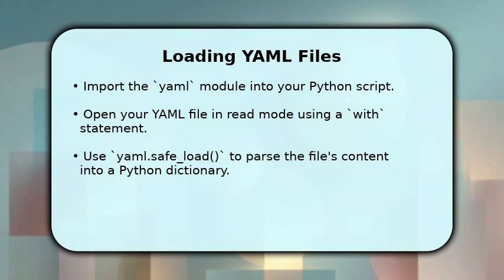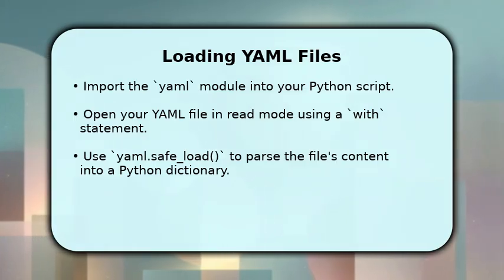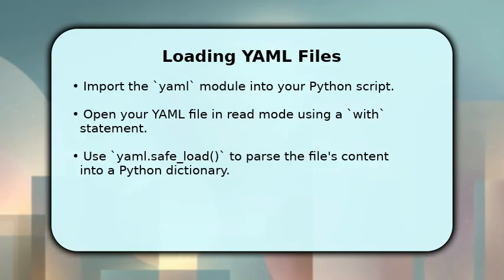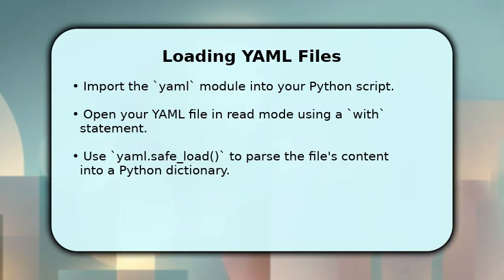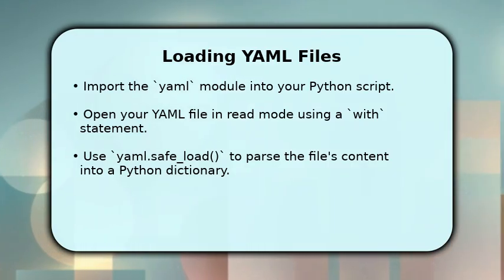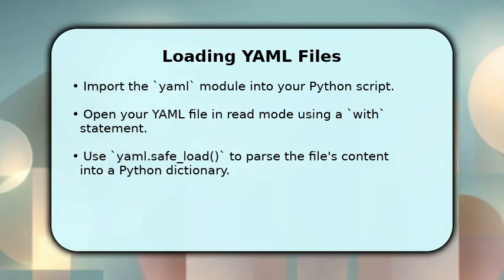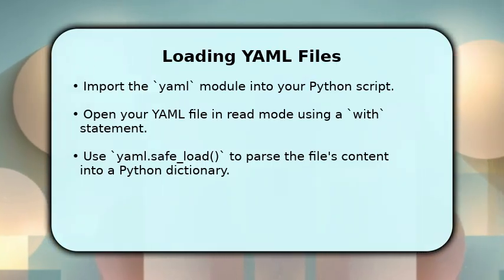To read data from a YAML file, begin by importing the yaml module at the top of your Python script. Next, open your YAML file in read mode. A with statement is recommended for proper file handling. Then, use the yaml.safe_load function, passing your file object to it. This function securely parses the YAML content and converts it into a standard Python dictionary. You can then access specific values from this dictionary using their corresponding keys, just as you would with any other Python dictionary.